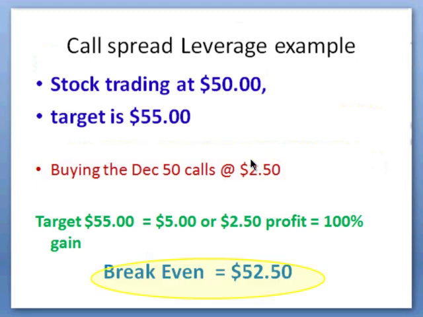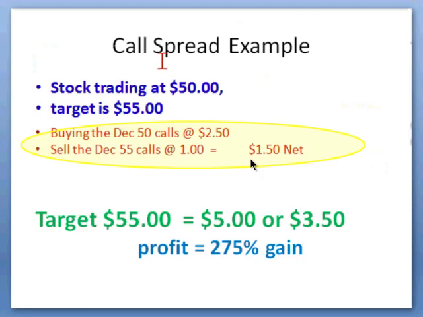Let's just say break even. Now, if you do a spread where you're buying the December 50 calls for $2.50, and then you're selling the 55 calls at what you think the target's going to be for $1, you're basically pulling $2.50 out of your pocket, and you're putting $1 back into your pocket, so your net result is that you've only got $1.50 in that trade.